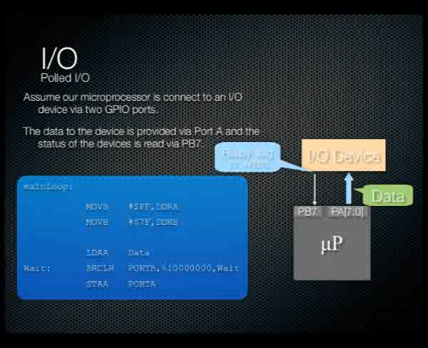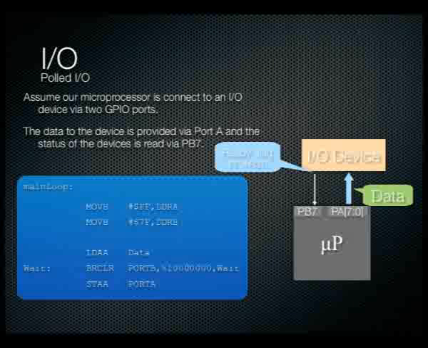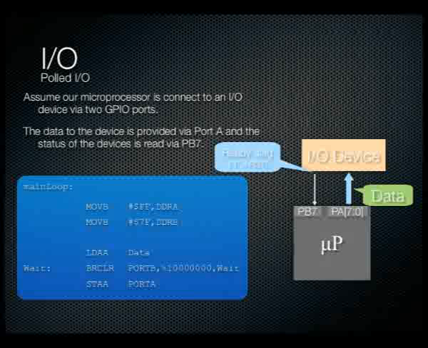So when that flag, when PB7, goes high, I know the device is ready. I simply break, it will automatically break out of that spin loop on the wait line, and therefore I can simply store that data into port A. So therefore I've actually spun on the spot, polling that status bit to see when the device is actually ready.